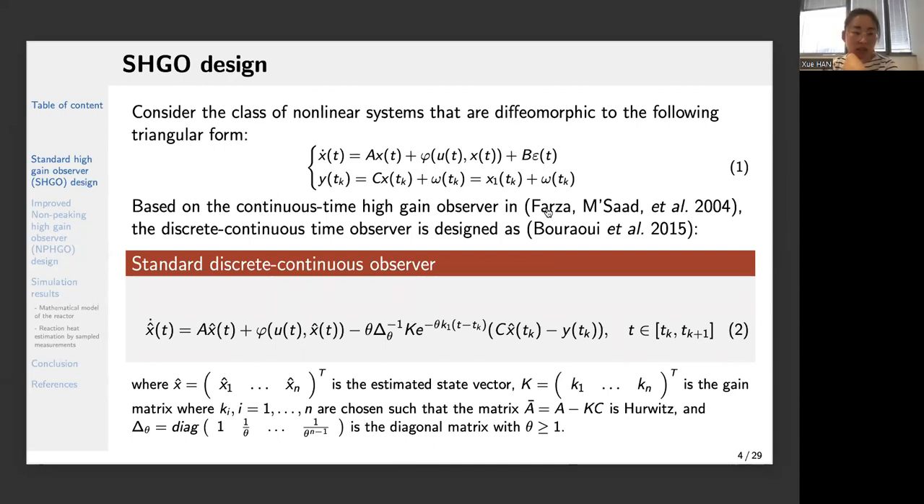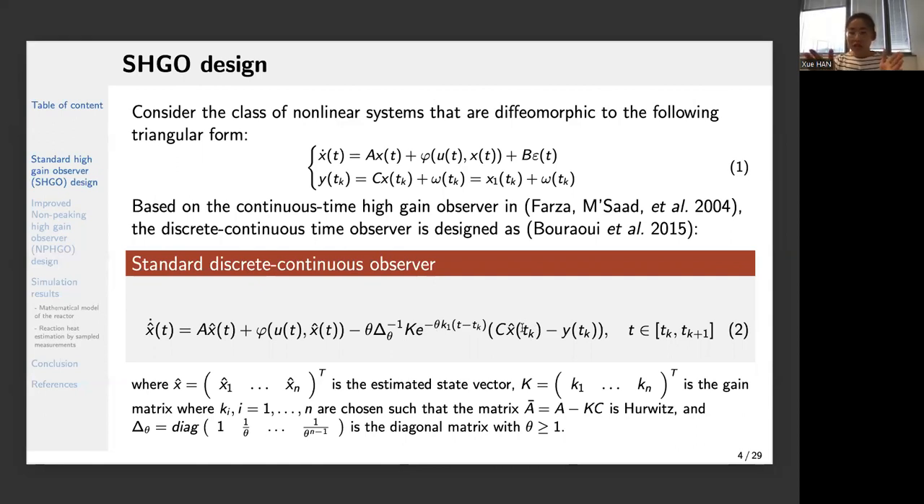Okay, I understand your question. Here we can see equation 2. Here is the basic form of the observer. We can see the correction item here for the estimation error, Cx hat tk minus y tk. Here we use the sampled output. And for the continuous time t, which is located in the interval tk to tk plus 1, we will use the output of tk.